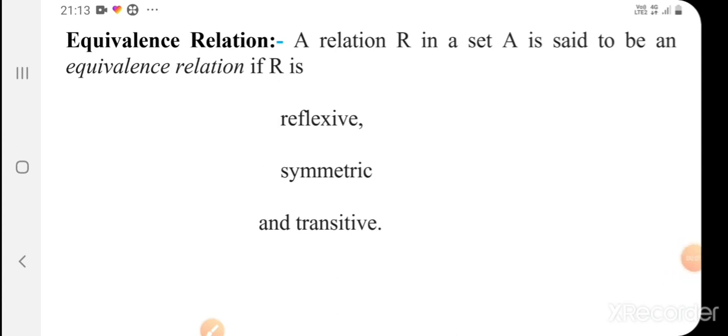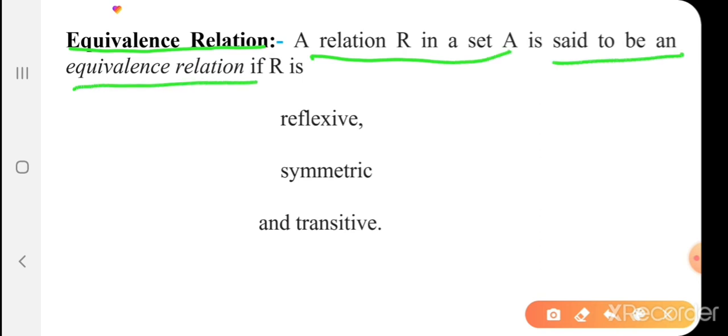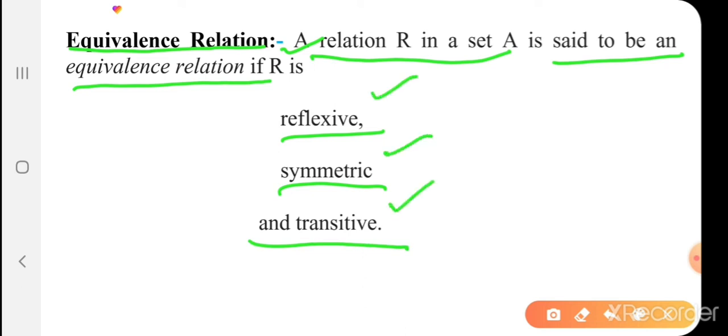The equivalence relation. A relation R in a set is said to be an equivalence relation if the relation R is reflexive, symmetric, and transitive. If the relation satisfies all these three properties, then we say the relation is an equivalence relation.